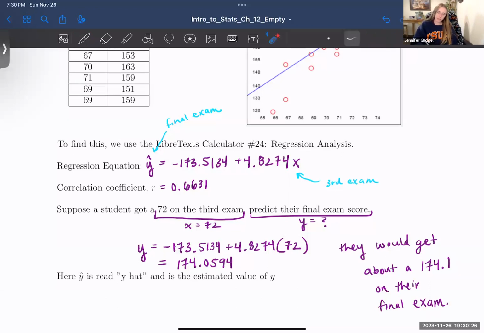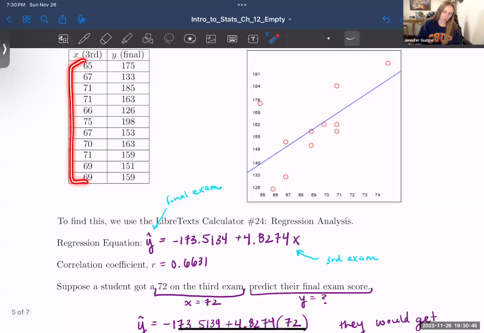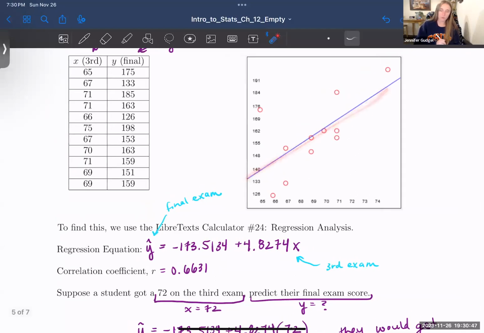That would be our estimation for their final exam based on what they got on their exam 3. All right, and that's one example of us not just finding a line of best fit, but using it to predict a value. We didn't know a student that actually got a 72. So we're using this line of best fit to predict that if they got a 72, what they might get on their final according to the rest of our data and this line of best fit that we have created.